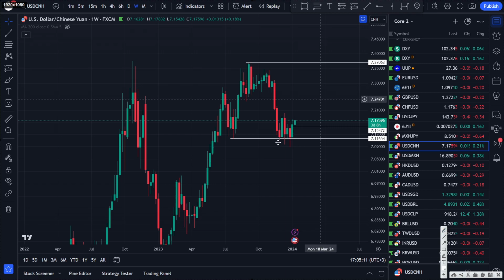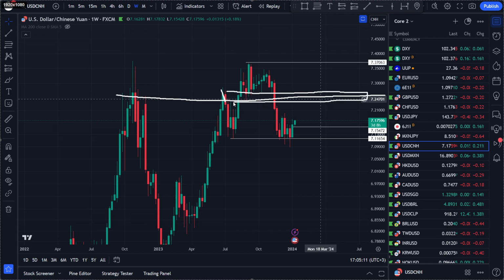The range is wide, though. I would not be surprised if we even came in and retested 724, 725, somewhere in that region. This can happen if CPI in the US comes in higher than expected and we do price out some of those cuts from March, let's say. Then there is a good chance that USDCNH will pop up higher.